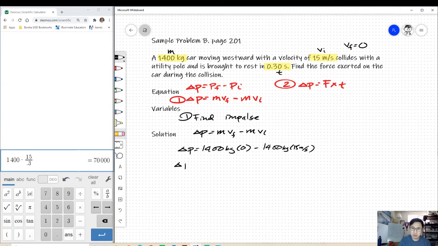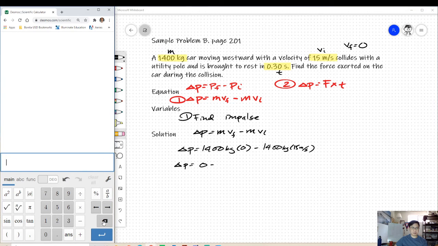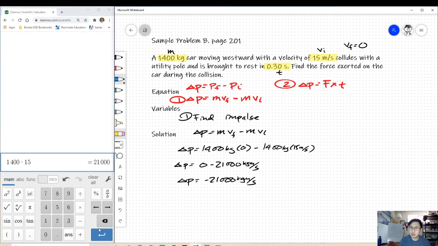So my delta P is equal to 0 minus, I'm just going to type in the stuff here. 1,400 times 15, 21,000 minus 21,000 kilogram meters a second. So my impulse is equal to negative 21,000 kilogram meters a second. Good.